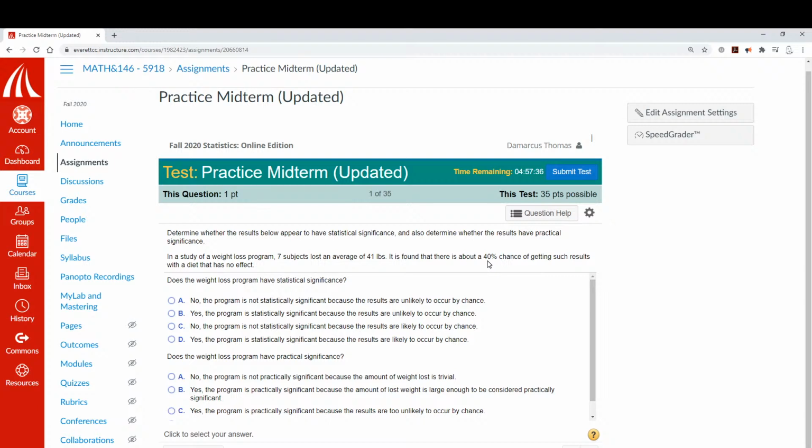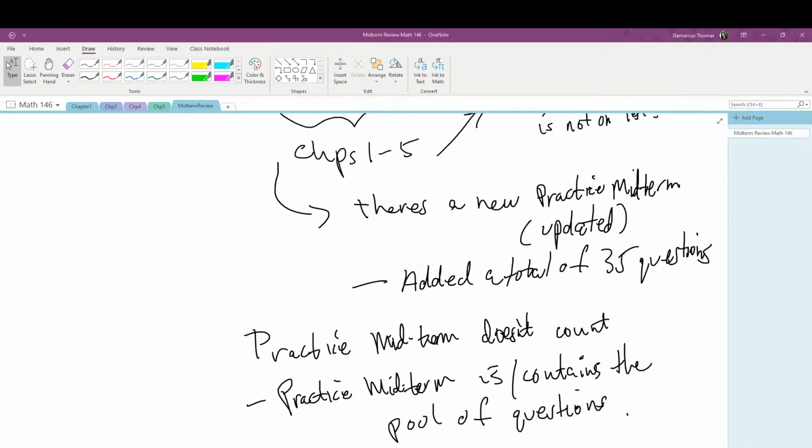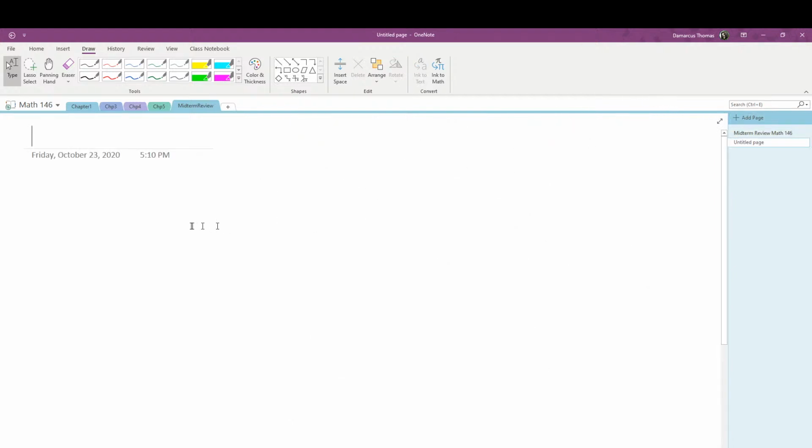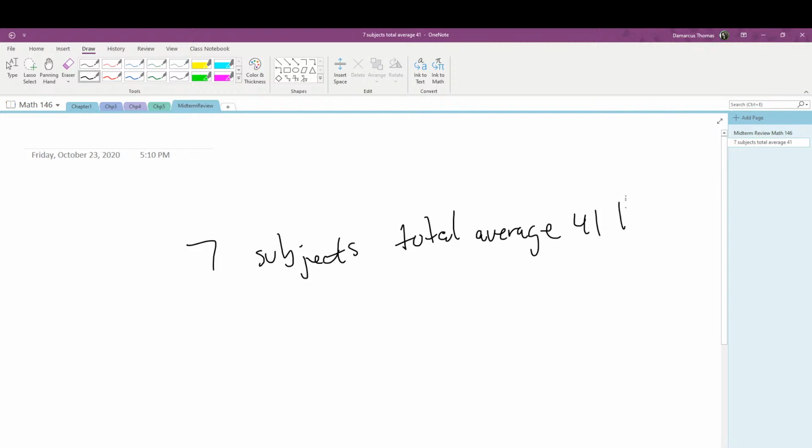Well, in other words, these results could have happened with a 40% chance. So we're basically just taking out all the information. And let's just kind of analyze this problem a little further. And what we'll do is think about 7 subjects and the loss, 41 pounds. Now, the truth is that this could be misleading.